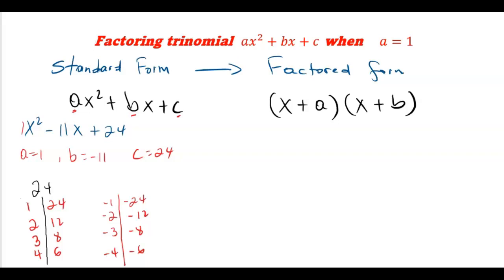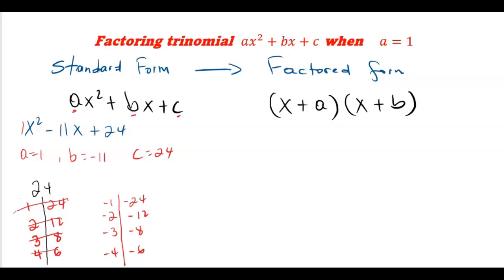Now, which one of these add up to negative 11? So 1 plus 24. Now, notice we have a negative 11. That means at least one of the numbers has to be negative. If your b value is negative, at least one of these two numbers has to be negative. So with that being said, we know the positive ones are not going to work, because they are positive. So one of these has to work.